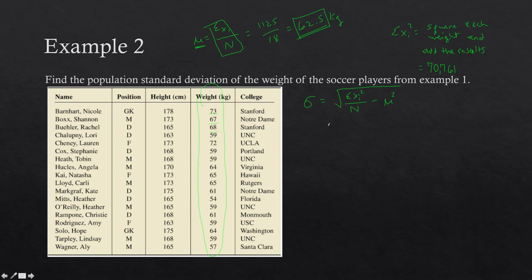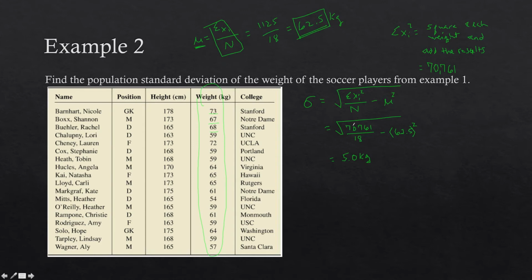So substitute into our computation formula for standard deviation, and we have 70,761 divided by n, and n in this case, if you remember, we said was 18. There are 18 values there, minus the population mean squared, which is 62.5 squared. Okay, 62.5 squared. Punch all that out, and you should get, once you round to one decimal place, right around 5 kilograms.